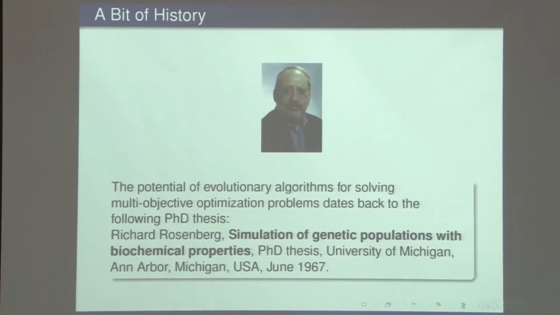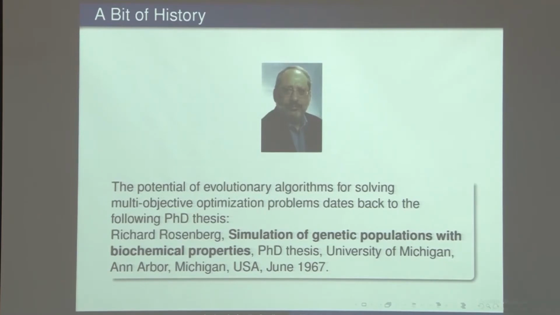Implementation is very easy. So, okay, who was the first who actually came up with the idea of using evolutionary algorithms for multi-objective optimization? This is a very interesting question. According to David Goldberg in his book, he mentions that it was this guy, Richard Rosenberg. His PhD thesis is from 1967, very old. That's the year in which I was born.